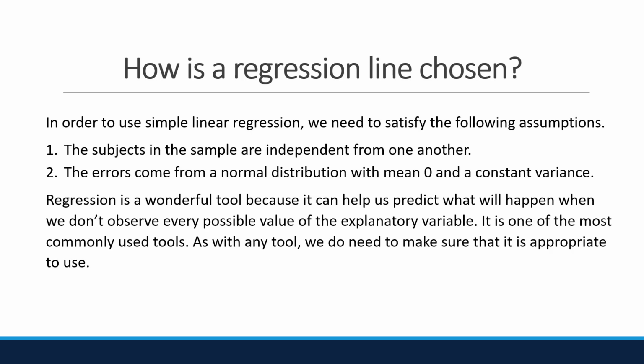To use linear regression, we need to satisfy the following assumptions. The subject and the sample are independent from one another, and the errors come from a normal distribution with mean zero and constant variance. Regression is a wonderful tool because it can help us predict what happens when we do not observe every possible value of the explanatory variable. It is one of the most commonly used tools. As with any tool, we do need to make sure that it is appropriate to use. If you would like to learn more about regression, consider taking BST 681.